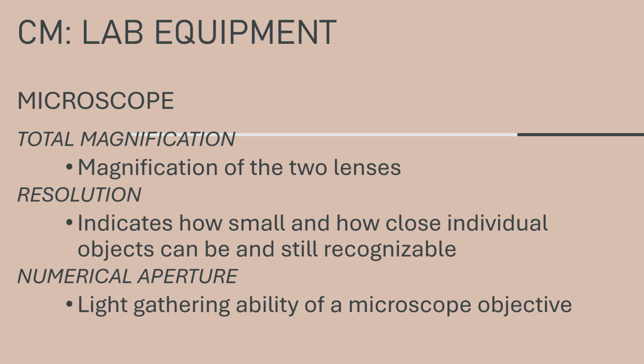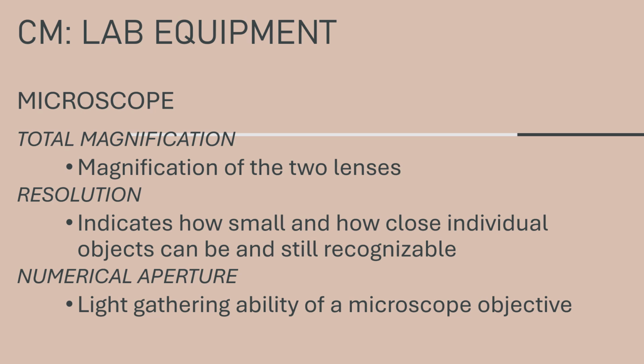Let's define a few terms here. Your total magnification is the magnification of your two lenses combined. Because you have two lenses, your objective and your eyepiece, when you make use of your low power objective at 10 times magnification, you multiply that by the magnification of your eyepiece. Usually for your eyepiece, you have 10 times magnification.